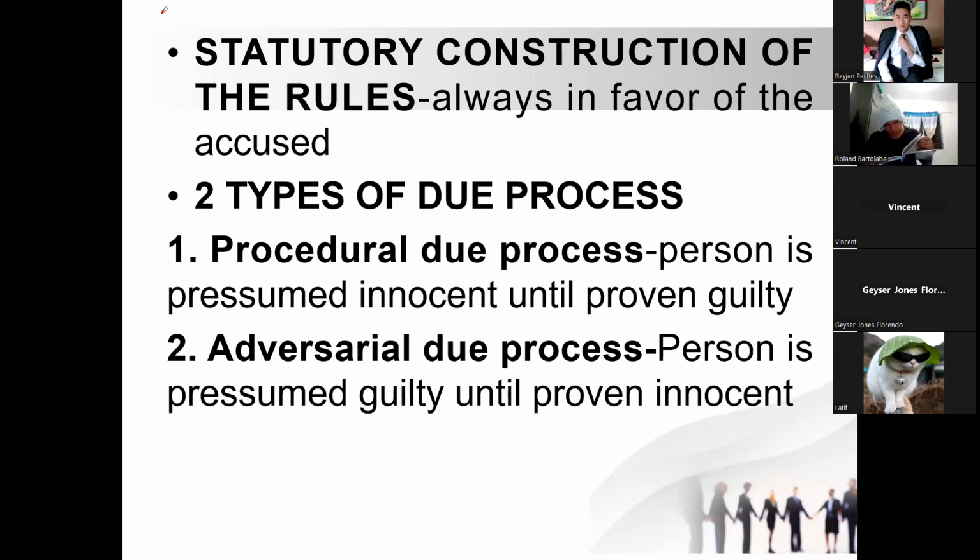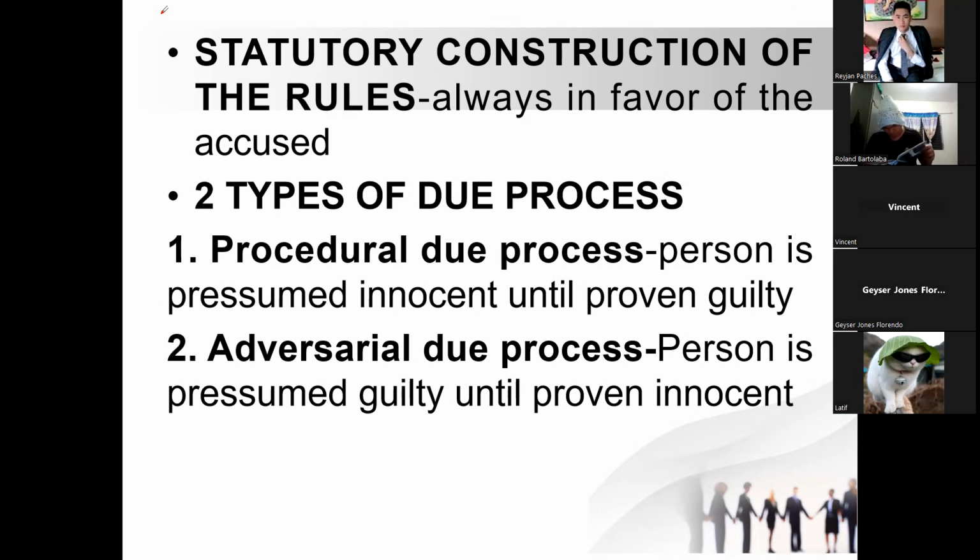Then of course, we have the two types of due process, class. Take note, we have the two types of due process. Kanina, di ba, meron tayong 3 system of criminal procedure, yung AIM: accusatorial, inquisitorial, and the mixed system. Yung adversarial and procedural due process, yan naman yung tinatawag natin ngayon na two types of due process. Una dyan, we have the procedural due process. Ang procedural due process, class, the person is presumed innocent until proven guilty by the court of law.